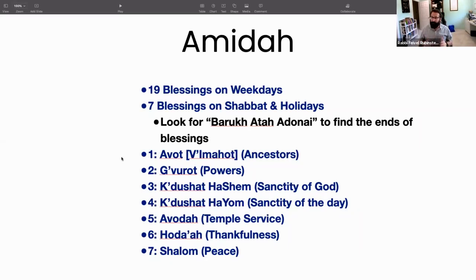So the first one, Avot v'Imahot, all about our ancestors, right? Our relationship, God's relationship with Abraham, Isaac, and Jacob, or depending on your mahzor, also Sarah, Rebecca, Rachel, and Leah. Second paragraph, Gevurot, all about God's powers.